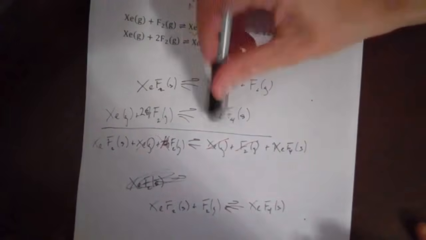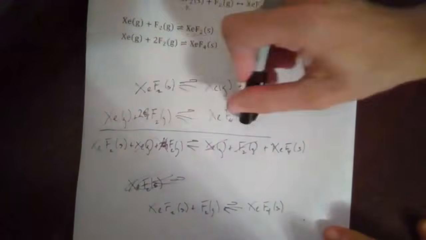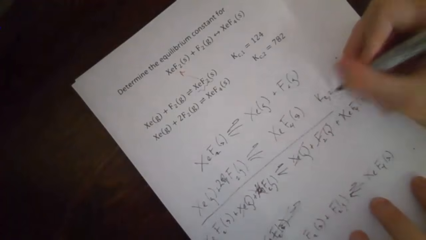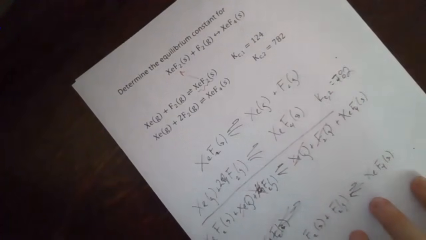So because we have added these reactions together, the equilibrium constant of this is just going to be the product of these two. This is a reference reaction we've used. So this we know that's Kc2, and that's going to be equal to 782.